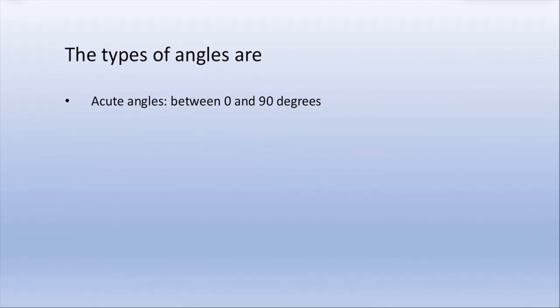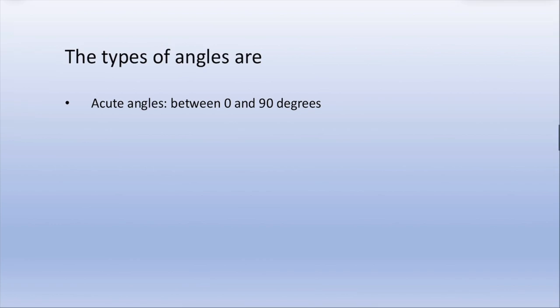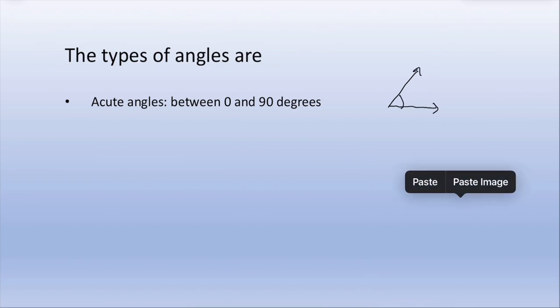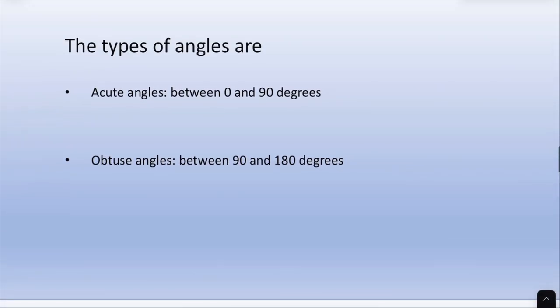There are types of angles. We can name them based upon their size. Acute angles are anywhere between 0 and 90 degrees. So I'm going to draw an acute angle for you. Just think, oh, that's so cute. It's so little. So if this angle, let's say we had a protractor and we measured that to be 70 degrees, that would be considered acute. So we have our acute angles here.